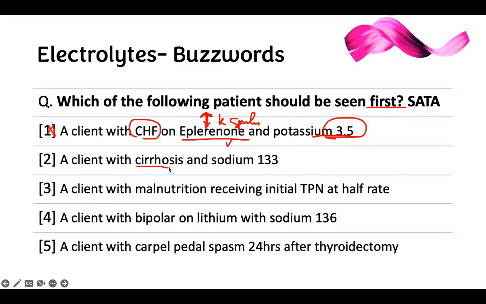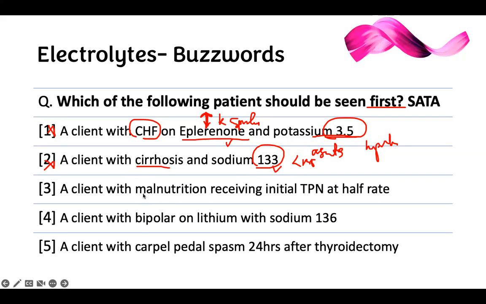A client with cirrhosis and a sodium of 133. Cirrhosis, what happened? You have ascites. You hold on to water and you get hyponatremia. 133 is still not that bad. It's still, but this may be the second patient you may have to see. It's not dangerously low, but this patient is slightly low. 135 is a little bit low, but you got to watch this carefully. I will not see this patient right away if it's one of the questions, but it will be the second patient you see, after you see somebody first.